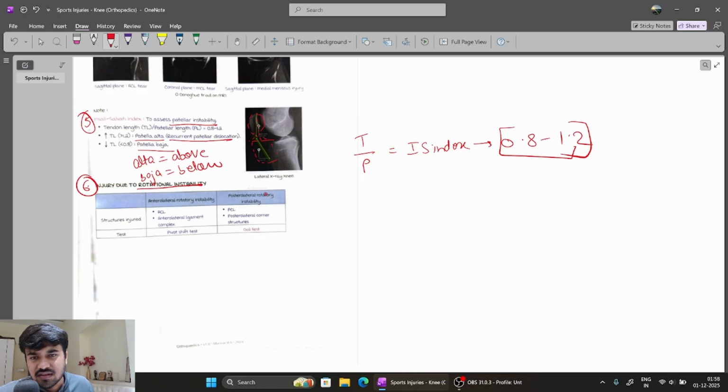Finally, the sixth point, injury due to rotational instability, right? Once again, just remember, posterolateral rotatory instability is due to PCL injury or posterolateral corner structure injury. Anterolateral rotatory instability is due to ACL injury or anterolateral ligament complex injury. For anterolateral rotatory instability, we use the pivot shift test. For posterolateral rotatory instability, we use the dial test.